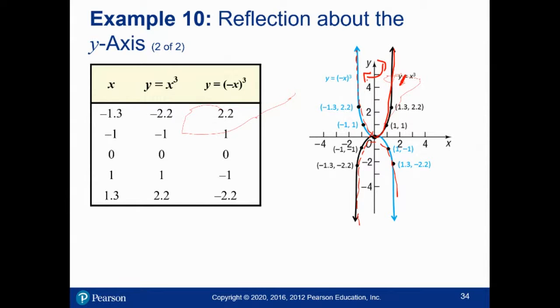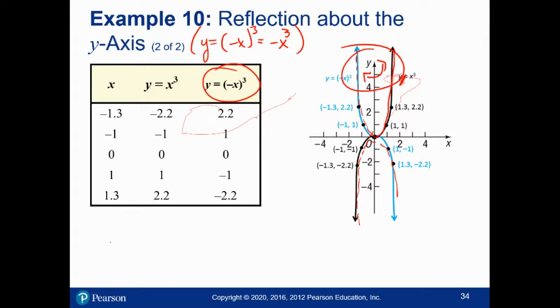This is probably not the best example. I'm not sure why the book chose it, because it also looks like a vertical reflection, because it happens to be the case that negative x cubed is the same thing as negative x cubed. So you could have thought of this as a vertical reflection, but if it's written this way, you should be thinking of it as a horizontal reflection, this sort of thing.